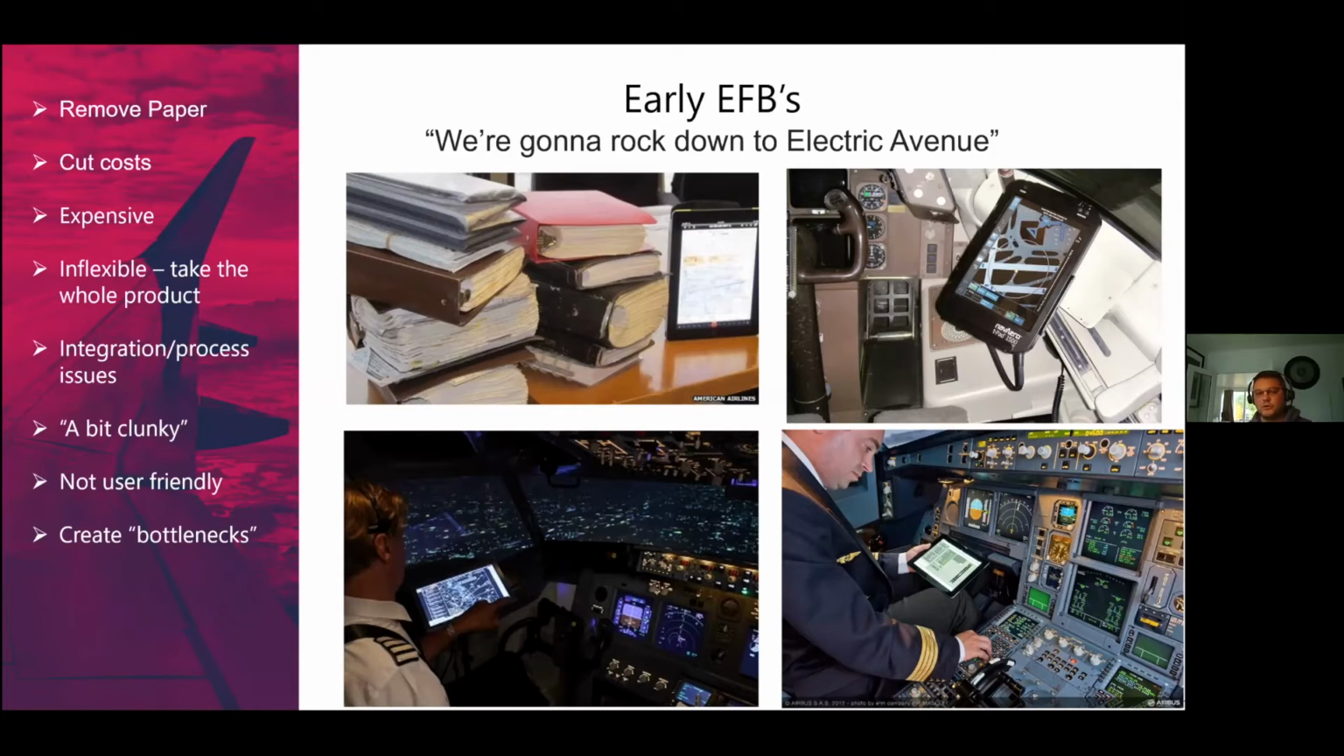So going through the ages, the advantage of early EFBs was that they wanted to remove paper and therefore cut costs. But the early EFBs were very expensive, and they were generally sold by the manufacturers. They were quite inflexible, so you had to take the whole product. The integration with the IT systems within an airline was quite complex. The end user experience was a little bit clunky, so they weren't very user friendly, and they created bottlenecks.